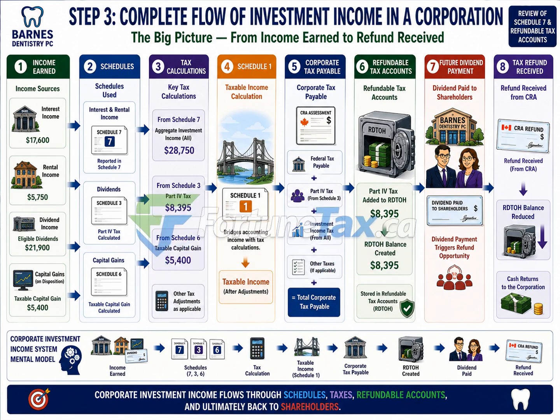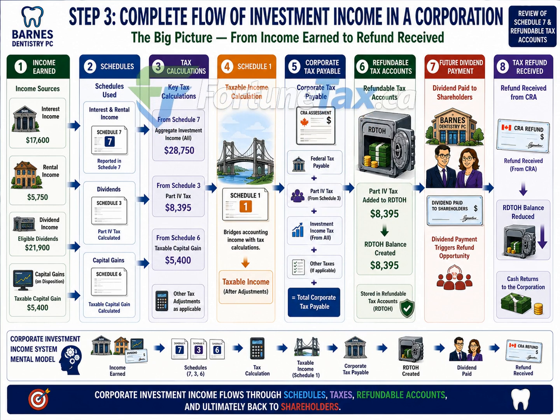Now let's move to Stage 3. This is where the major tax calculations occur. Schedule 7 calculates aggregate investment income of $28,750. Schedule 3 calculates Part 4 tax of $8,395. Schedule 6 calculates the taxable capital gain of $5,400. At this stage, the schedules are transforming accounting information into tax information.